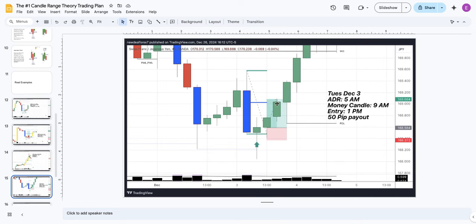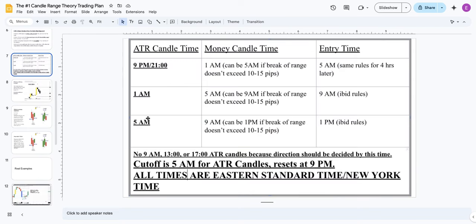Now, this next example here is the ATR candle, ADR candle, or ATR, that should say ATR. It's at 5 a.m. So I go back to my timings here. If it's at 5 a.m., I'm not trading till 1. All right, that's step number one. You don't want to get in early.